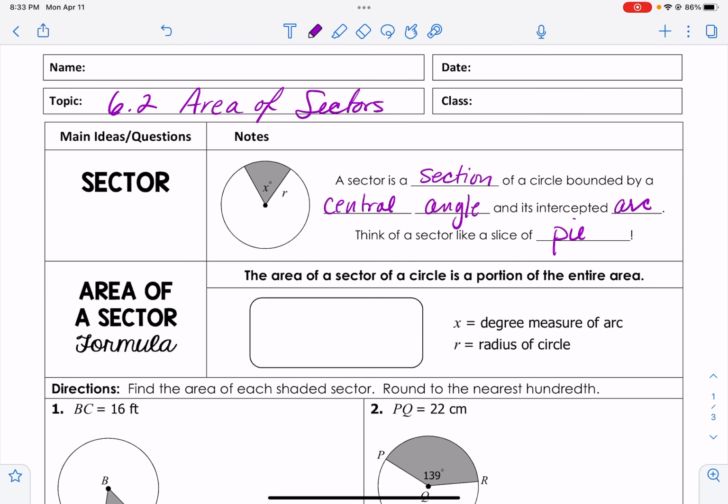So the area of a sector has a formula. If you think about the area of a circle, area equals pi r squared. But that's for a whole circle. A circle is 360 degrees, so if I have a whole circle, that's 360 over 360, that's 1. That's why we don't write this fraction. But if it's any other part of a circle, then x is the part of the circle that we have, the arc, and r is the radius.